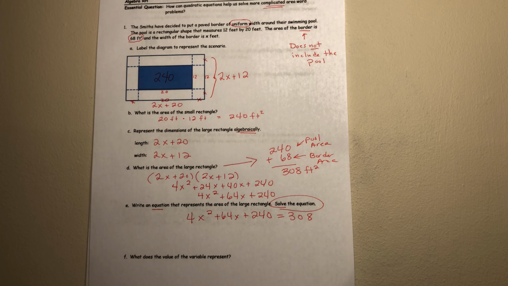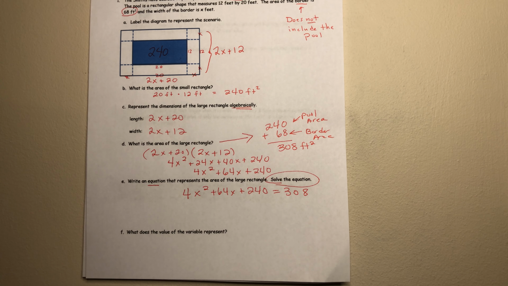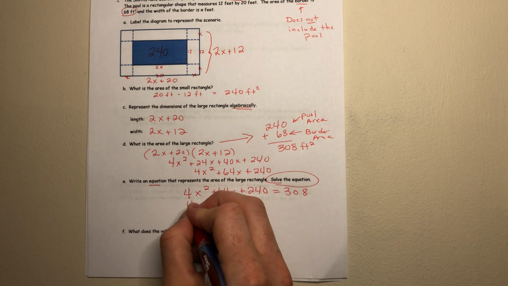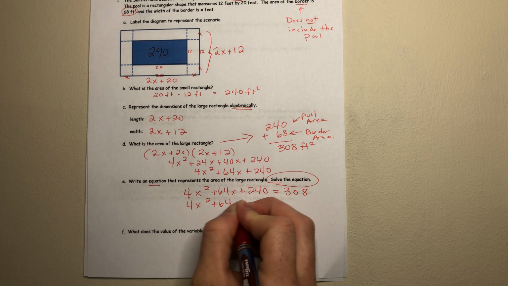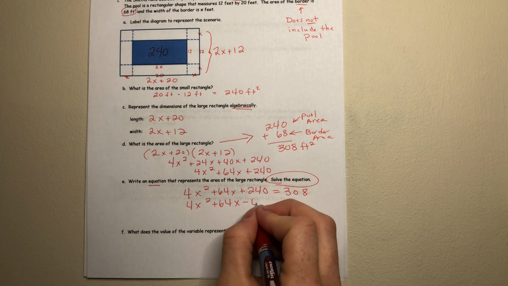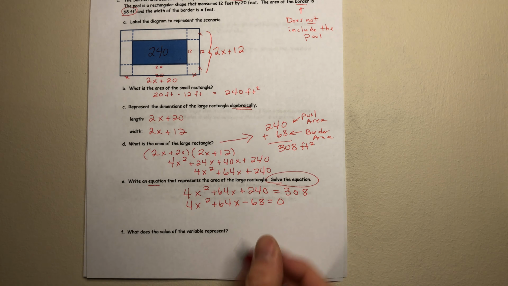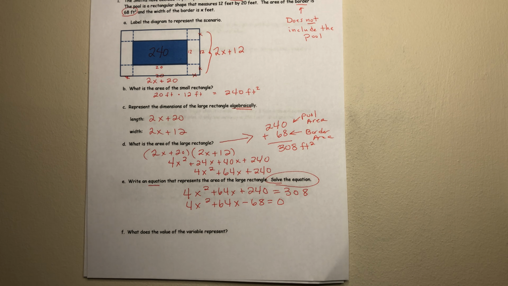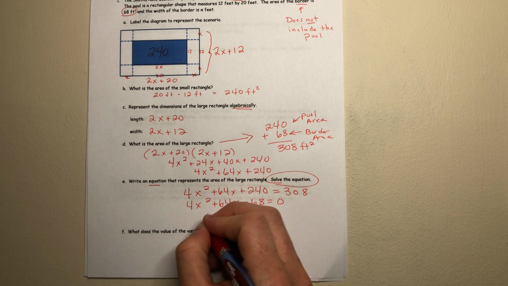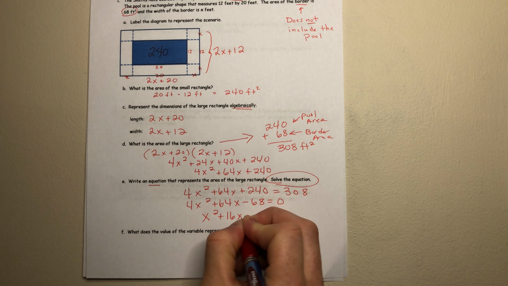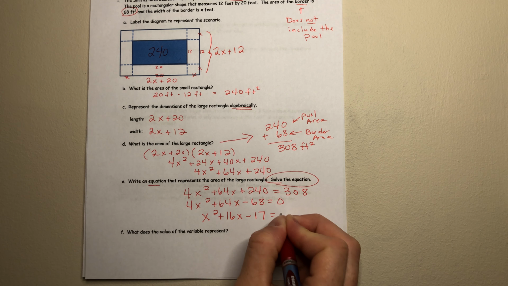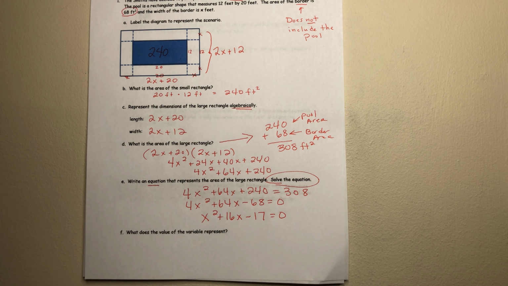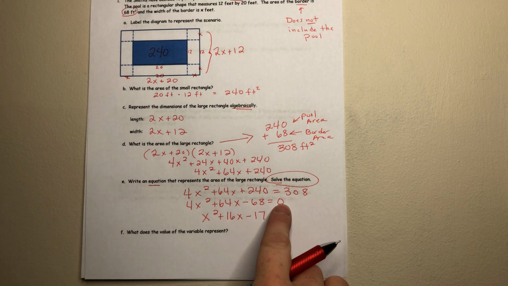All right, so now we are going to start to solve this problem. We are going to move the 308. We're going to get 4x squared plus 64x minus 68 equals 0. Remember, all quadratics get set to 0. Then I'm going to divide out the 4 to simplify. That's going to give me x squared plus 16x minus 17 equals 0. All I did was divide everything by 4.